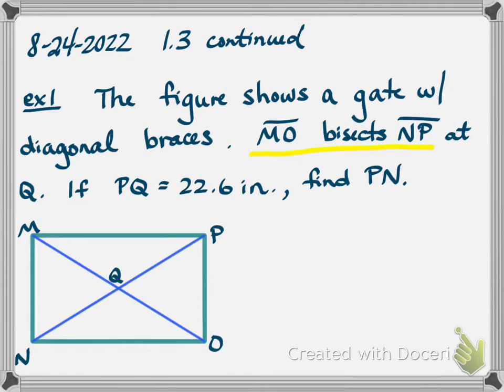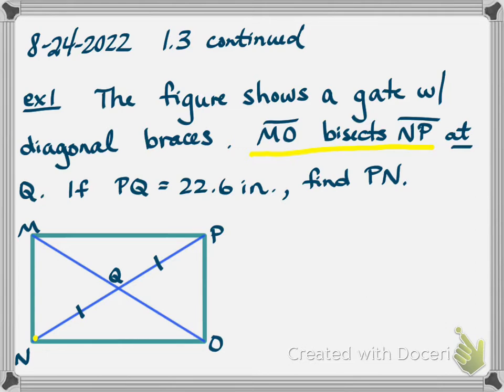Segment MO bisects segment NP. So here's MO, here's NP. And MO bisects NP. That means NP is the segment that got bisected. MO was the bisector. So if MO bisects NP, then these pieces of NP are equal to each other because they got bisected at point Q. So Q is the midpoint, exactly in the middle of N and P, which makes NQ and QP equal to each other.